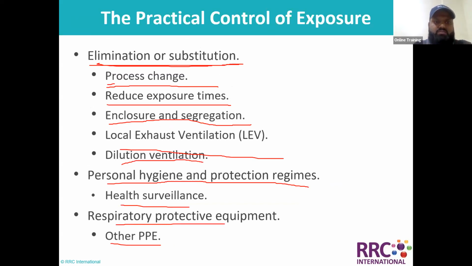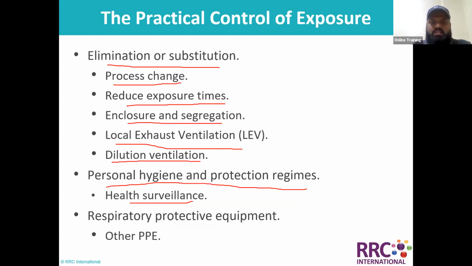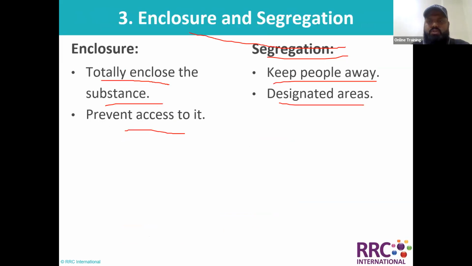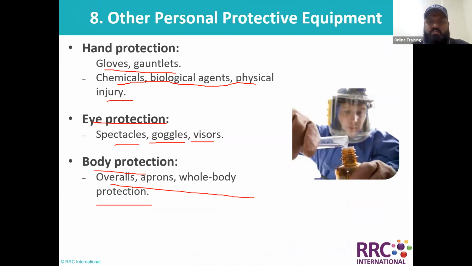What did we discuss? We started with elimination or substitution. We moved to process change, reducing the exposure time, and segregation. Then local exhaust ventilation, then dilution ventilation. Then personal hygiene and protection regime, and health surveillance. We understood respiratory protective equipment and other PPE. So this is what we discussed in this module. If you have any question, please let me know. Otherwise, we can end now.